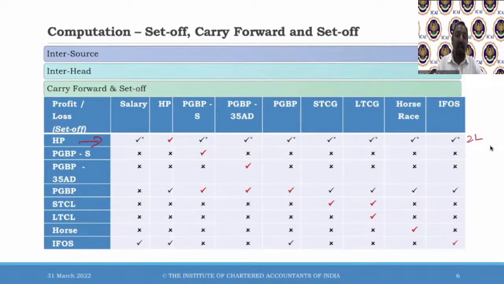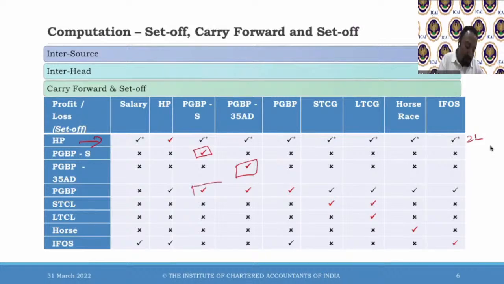So that is what we said. And anything related to profit and gains of profession, if it is speculative loss, it can only be adjusted with speculative income. Similarly, if it is a specified business, that is 35AD business, it can only be adjusted with 35AD business. Other than that, any other business loss can be adjusted with profits from speculative, profits from specified, profits from ordinary business. So all 3 is allowed.